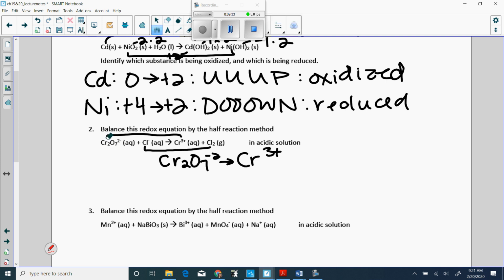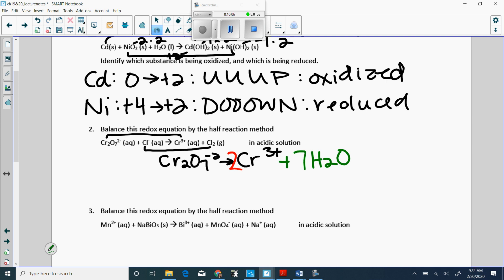Step 2, balance everything other than oxygen and hydrogen first. So, I have 2 chromiums on this side, 1 chromium, so I'm going to write it 2. Step 3 is to balance oxygens by adding water. So if I have 7 oxygens over here, I'm going to add 7 waters because each water has 1 oxygen to it.